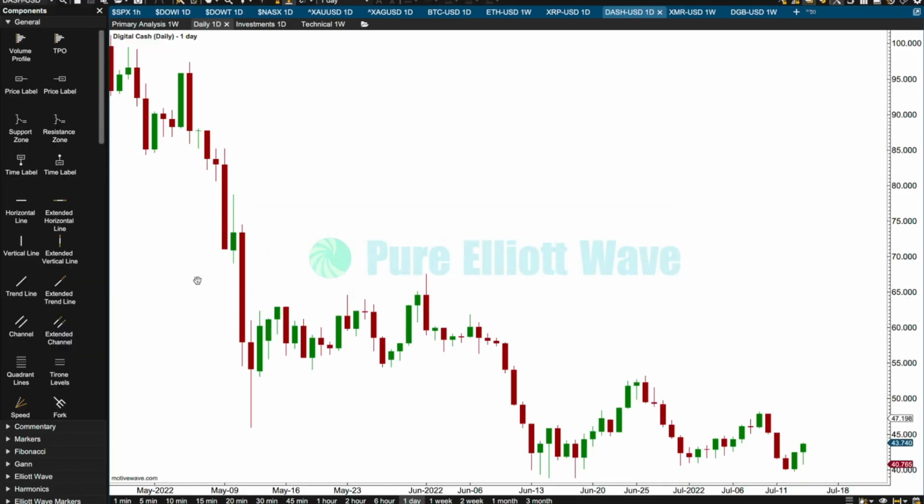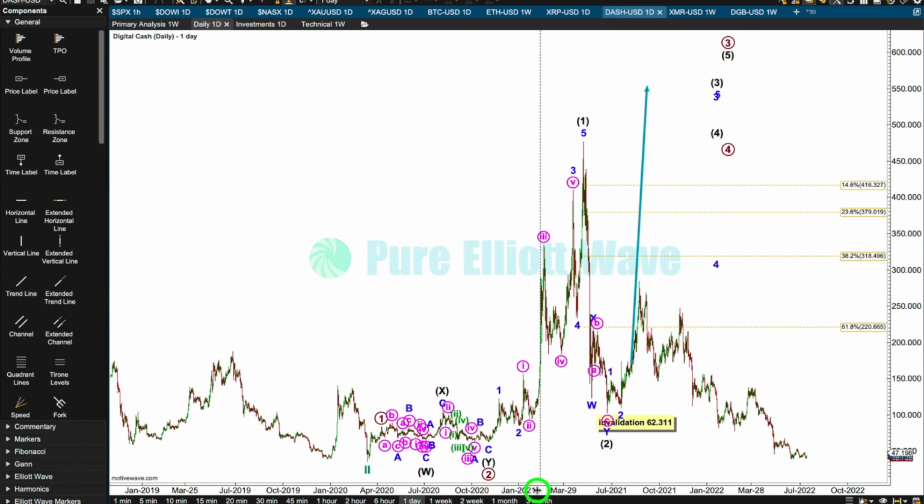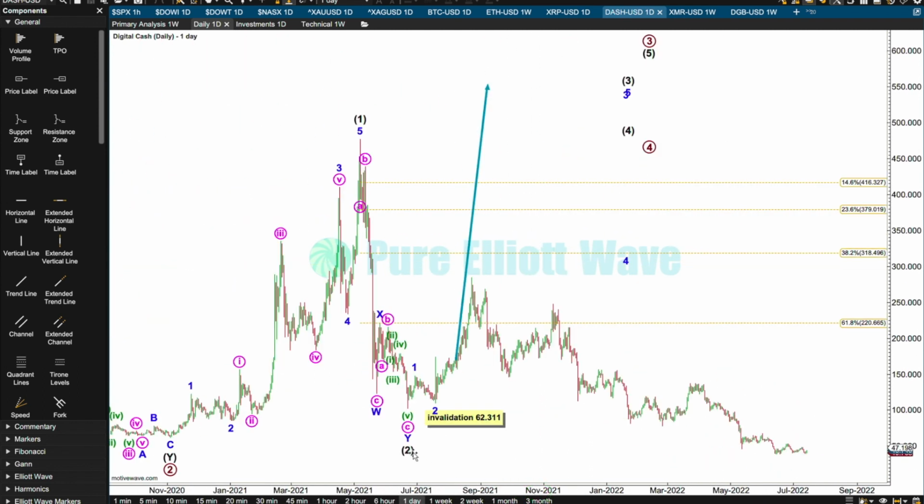Okay, let's get into some analysis of DASH. This low here, I don't think it's made a new low, 39.744, and the lows here, 38.835, 38.876, so this is the low down here. What was my last analysis? I was expecting that the second wave could have been over. Very clearly it's not.